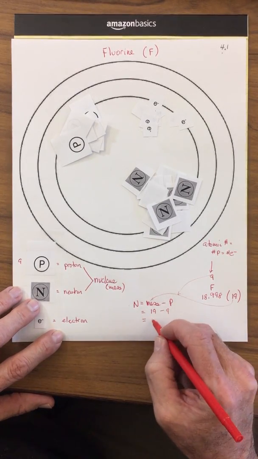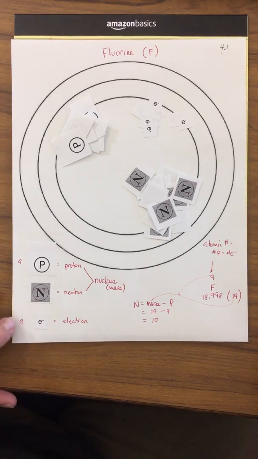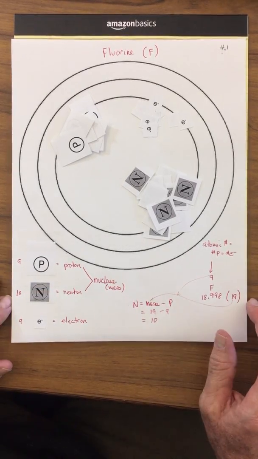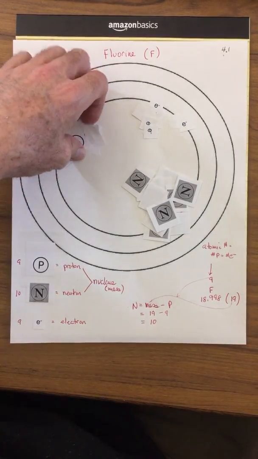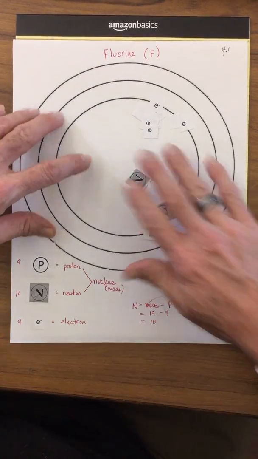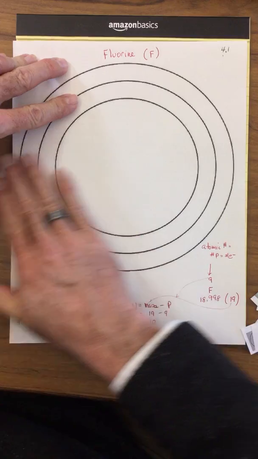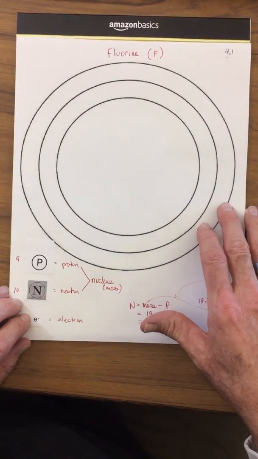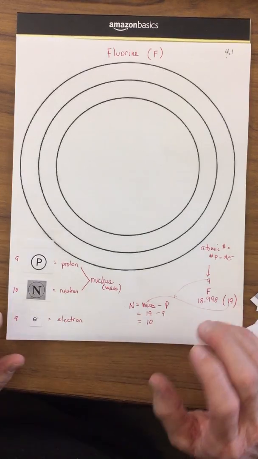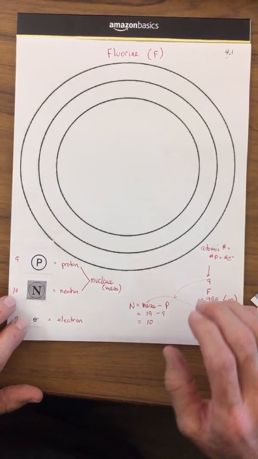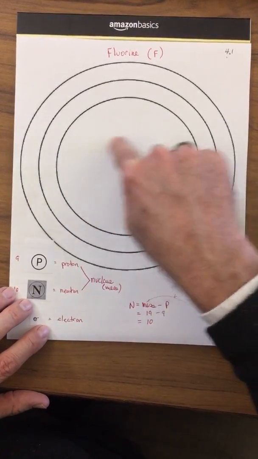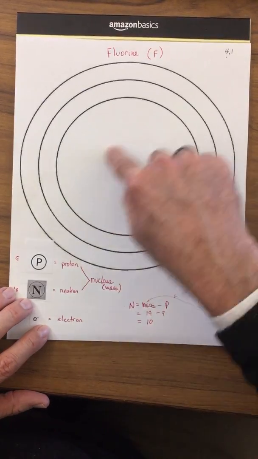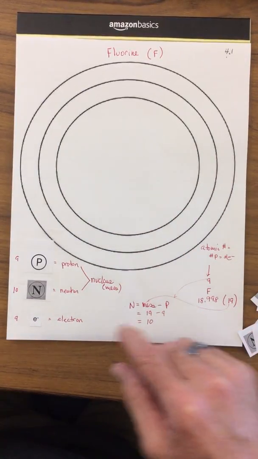Therefore, my number of neutrons is going to be 10. So what I'm going to do is remove my subatomic particles out of the way so we can start to build this. Again, you can see these rings, and these rings are called the shells for the electrons, or the electron shells. The inside portion right here is where my nucleus is going to be.